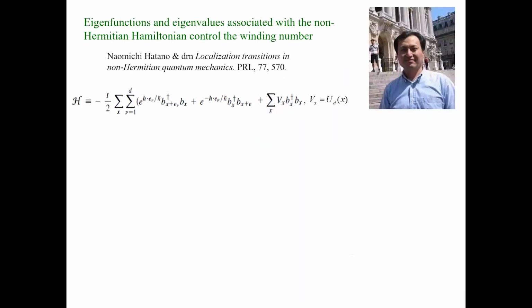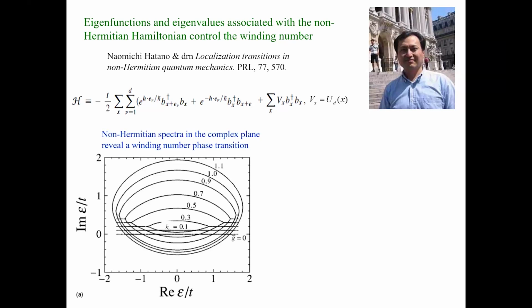I'm going to wind up by just saying, okay, what Naomichi Tano did was to take this Hamiltonian and compute the spectra and the eigenfunctions and the tilts associated with all the wave functions of this problem. He did that numerically, although you can also do some analytic stuff. And here's the spectrum. It's a non-Hermitian problem, so the eigenvalues are in the complex plane. They have a real part and an imaginary part.